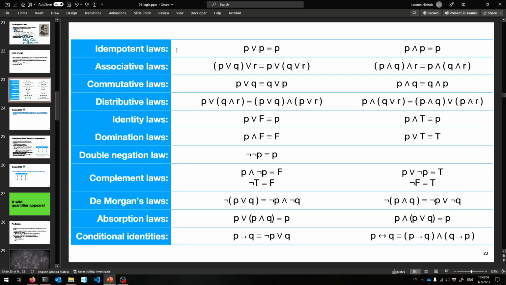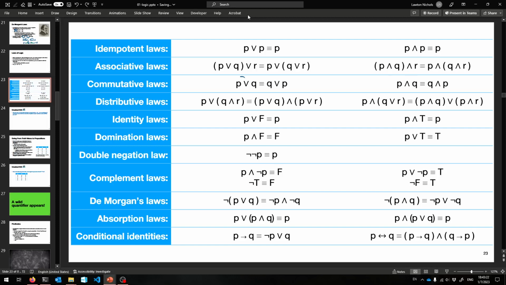We've got idempotent laws. If you OR P with itself, it's just P. If you AND P with itself, it's just as good as one P. You don't need to have two. Associative laws: you can change where the parentheses are if there's a bunch of ORs, or if there's a bunch of ANDs. You can change where the parentheses are.